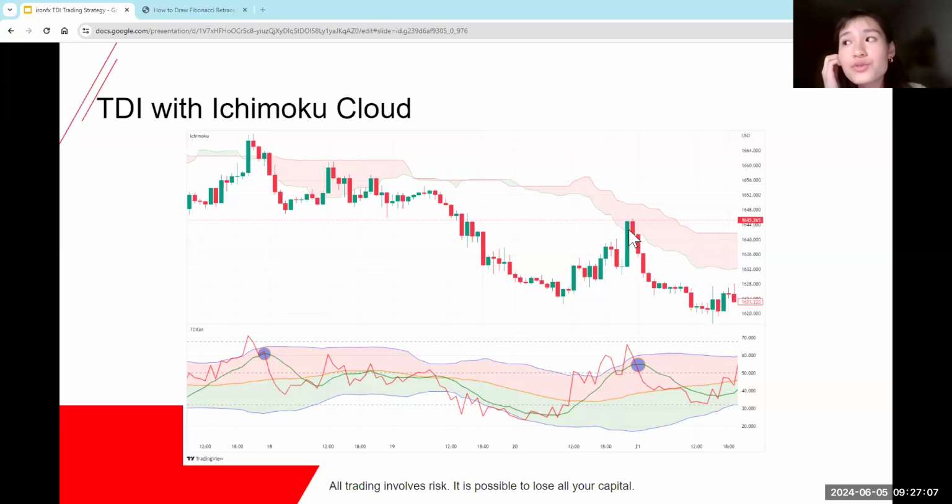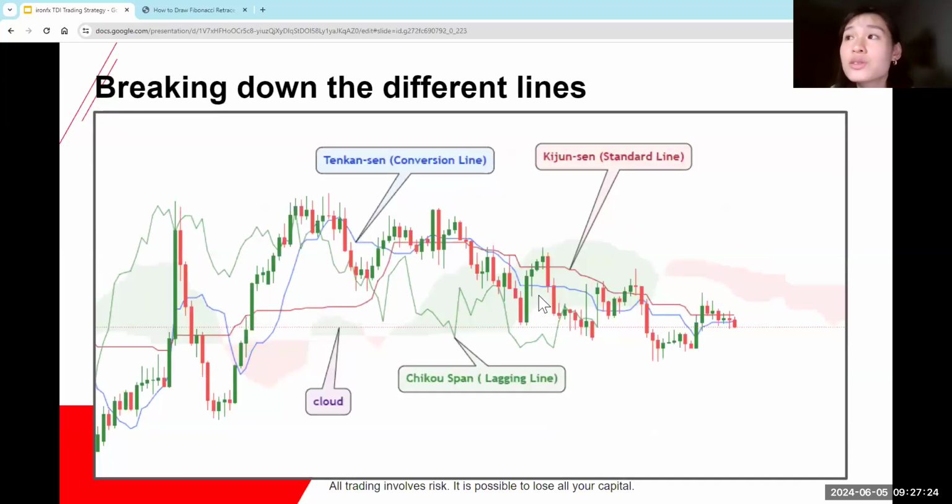Okay, so if you've never used Ichimoku, the way that I use it is like what I've described. Basically, if it's above the cloud, it is a buy signal. If it's below the cloud, it is a bearish signal. But if you want to know the different lines, which if you're just starting out, you should probably understand, you can see the blue line is your conversion line, the red line is your standard line, green line is your lagging line, and then we have the cloud as well.